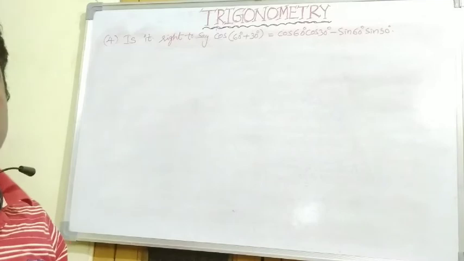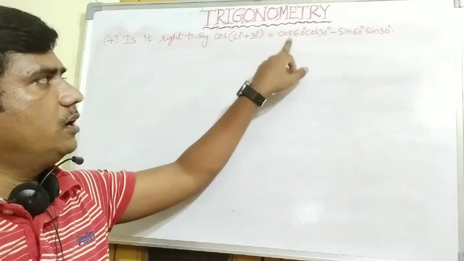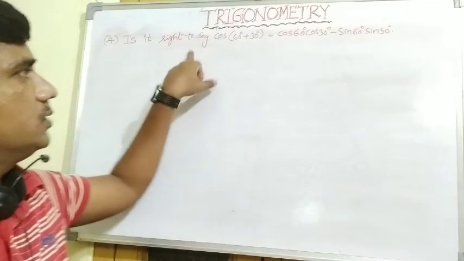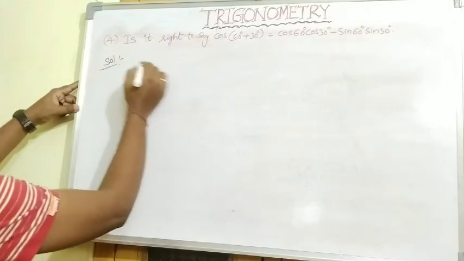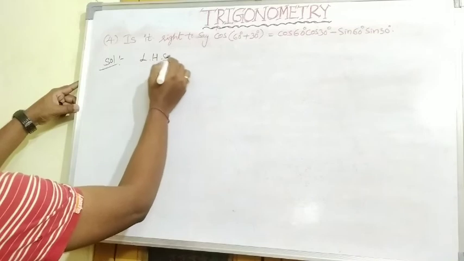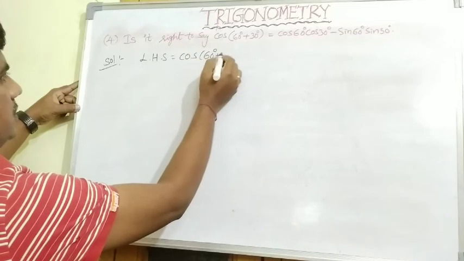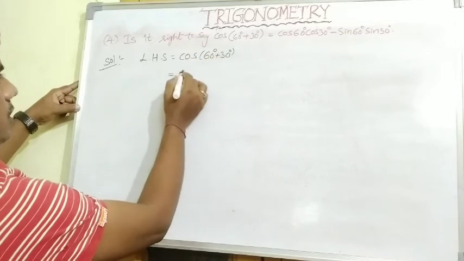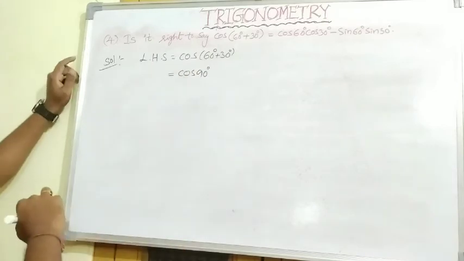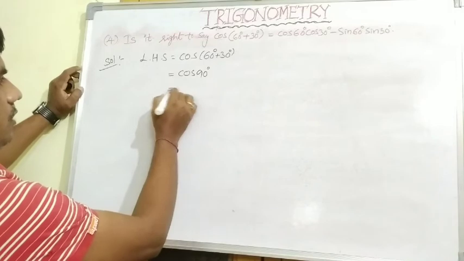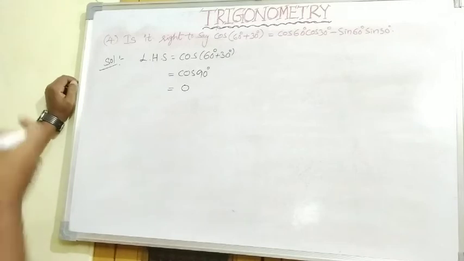So first we have to find the LHS value, then the RHS value. If LHS and RHS values are equal, then it is right to say; otherwise not. First, let us find the LHS value. What is there in the left hand side? Cos of 60 degrees plus 30 degrees, which we can write as cos 90. We already know the cos 90 value is equal to 0.